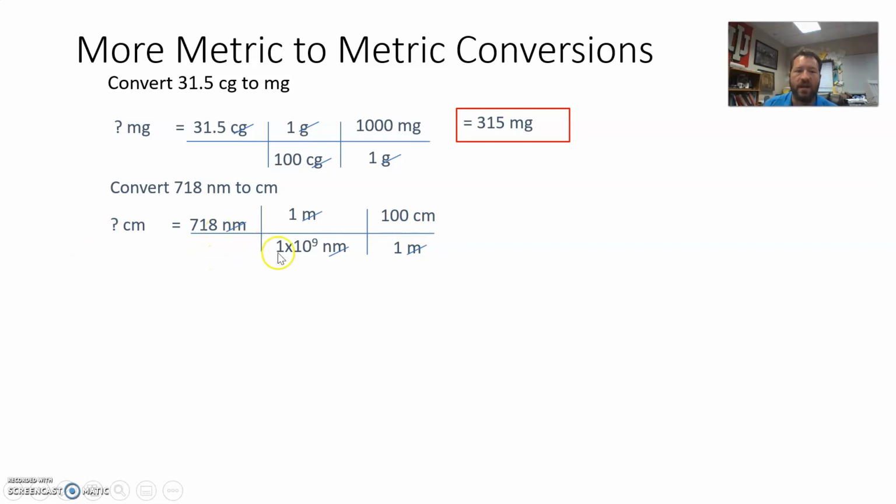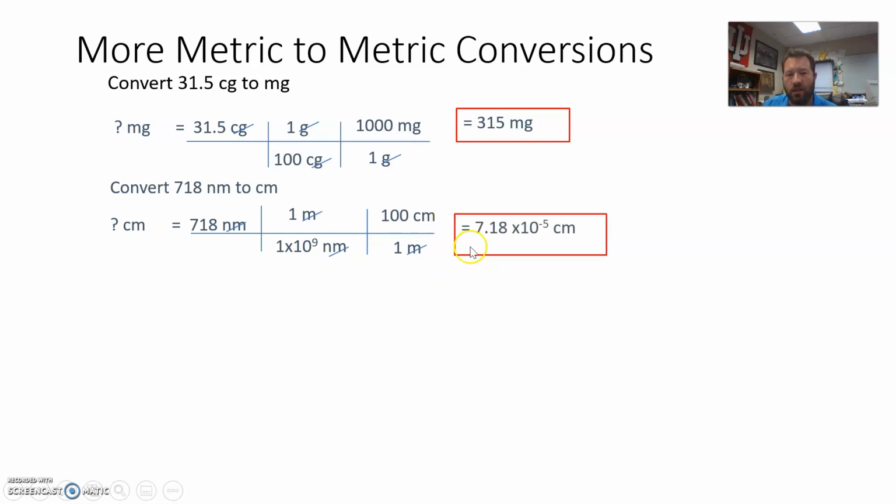718 divided by, here's where I'd use that big E button, divided by 1 big E 9 times 100. When we do it that way, we don't have to worry about the order of operations. We don't have to worry about parentheses. That big E button saves us a lot of calculator strokes. I actually recommend you go ahead and get your calculator out now and type that in, 718 divided by 1 big E 9 times 100.